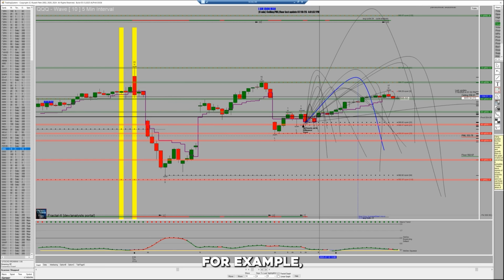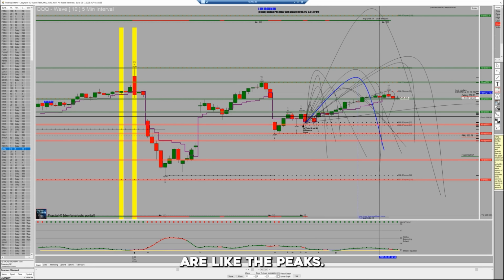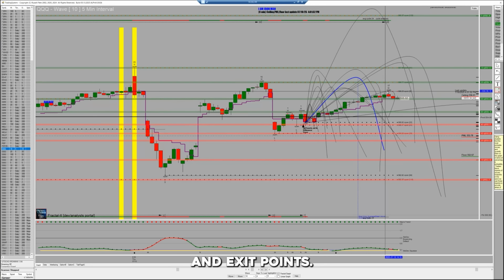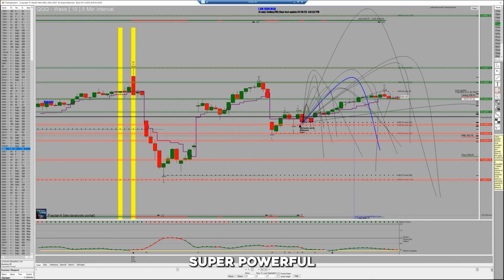Also continuation. For example, if you see that this wave is being broken, you can target the next wave. You want to target the curvatures because those are like the peaks, so those are good points of interest and exit points. Also, if you look very closely, if you just zoom in, there's always one path that the market chooses. For example, right here, the market chose this path, and it reversed from that exact high of the wave. You see that? That is why I love using this tool, because in the fractal charts, it just makes it super powerful for me, according to me.